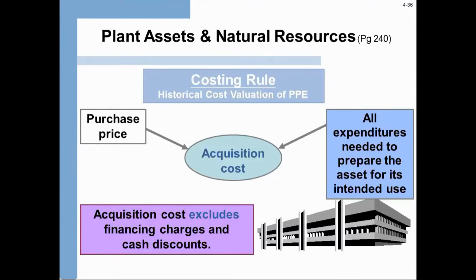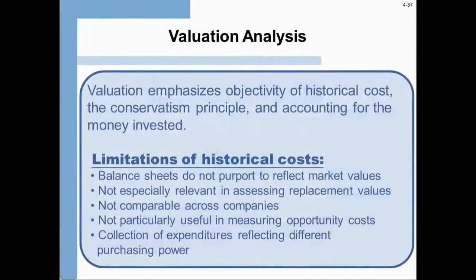Now, after calculating the cost of the asset, the valuation, let's try to read it from this slide. The valuation emphasizes objectivity of the historical cost, the conservatism principle, and accounting for the money invested, which means that according to the historical cost basis, we are going to record the asset at the price at which we purchased it. What are the limitations of the historical cost basis? The historical cost basis balance sheet does not purport to reflect the market value.